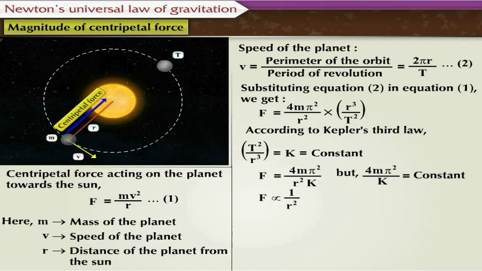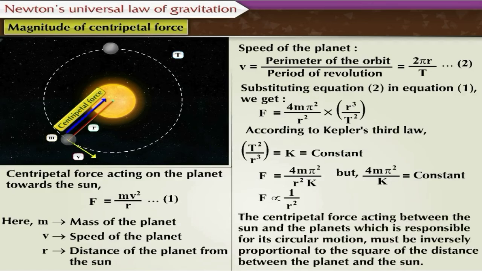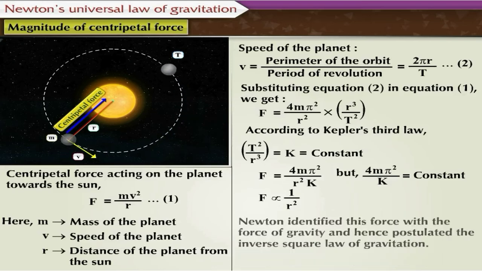Thus, Newton concluded that the centripetal force acting between the sun and the planets, which is responsible for its circular motion, must be inversely proportional to the square of the distance between the planet and the sun. Newton identified this force with the force of gravity and hence postulated the inverse square law of gravitation.